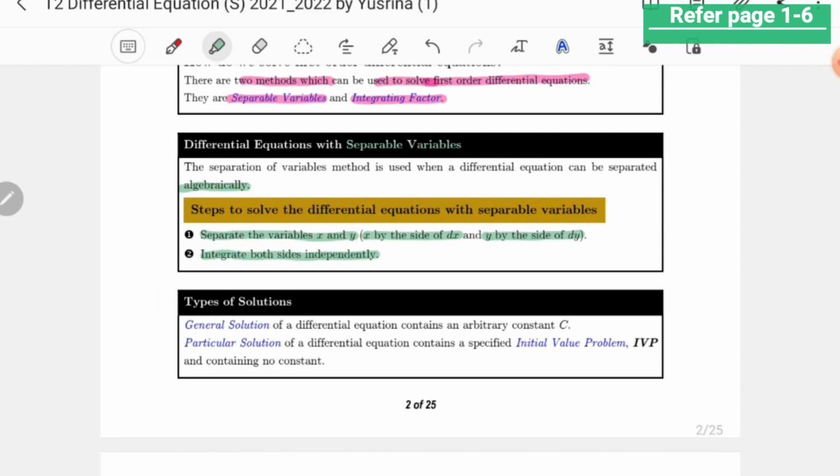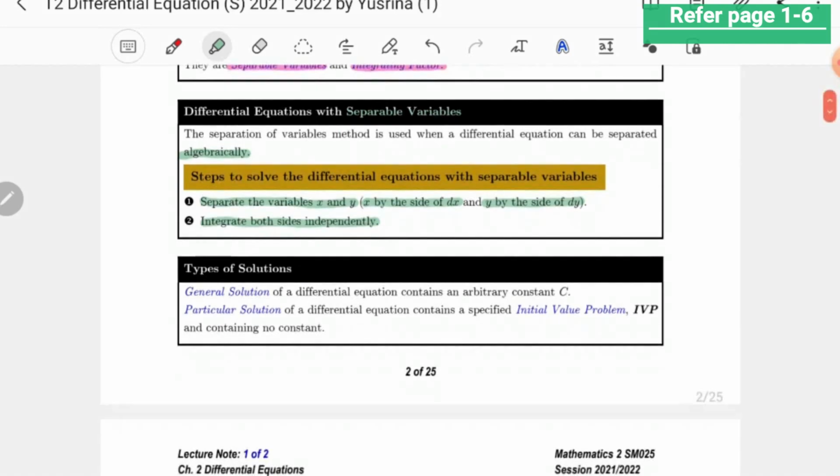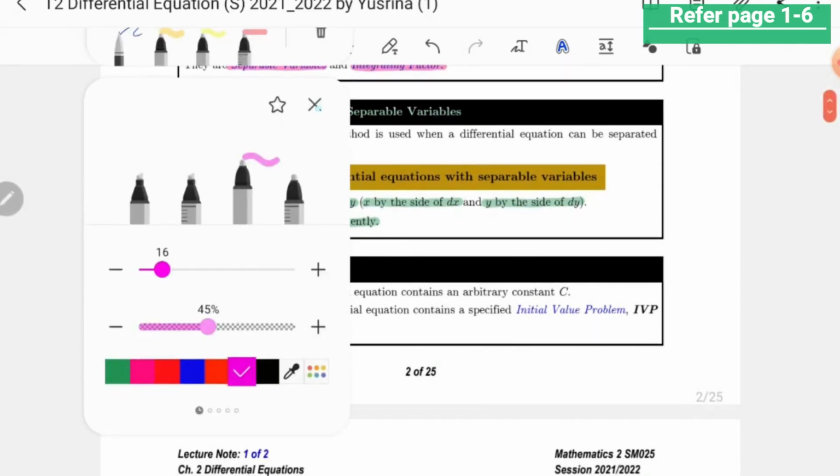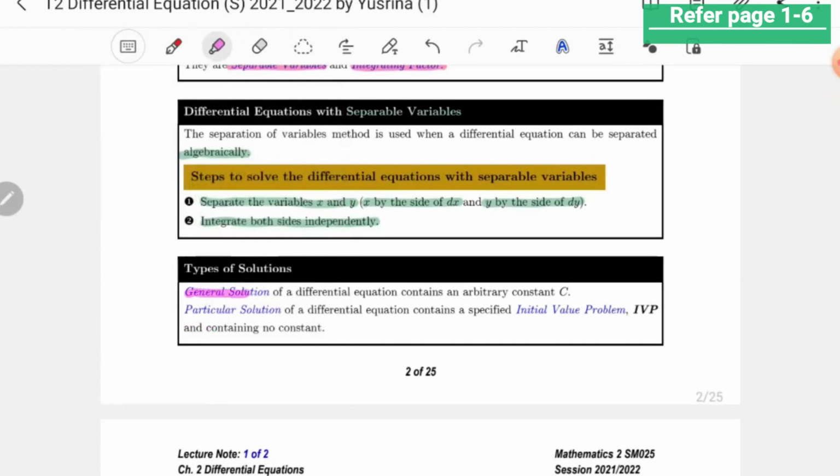And then there are two types of solution. The first type is the general solution, that means the general solution of a differential equation contains an arbitrary constant c. Then the particular solution of a differential equation contains a specific initial value problem, and contains no constant.